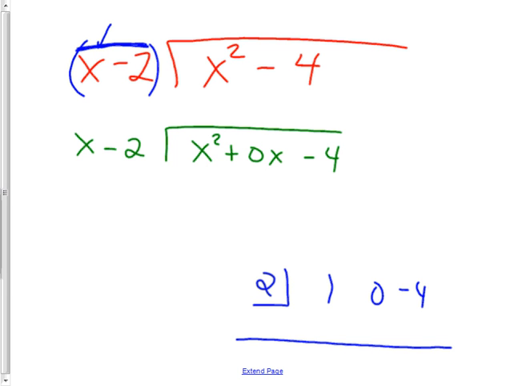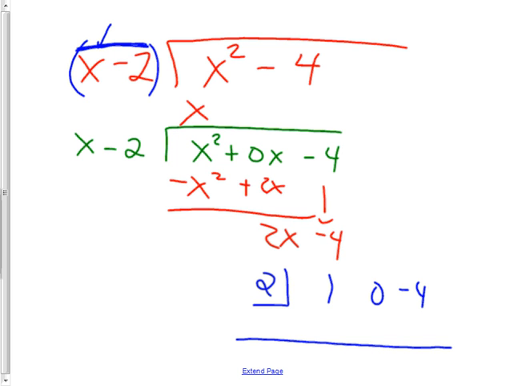Okay, so here's what you should have done. On this one, you'd say x goes here, x times x, x squared, x times the negative 2, negative 2x. Change both signs, opposite, opposite, and this is 2x. Then I drop down the negative 4, and I have 2x minus 4. Now I put something up here, probably a 2. 2 times x, 2x, 2 times negative 2, negative 4. It worked, because they all cancel out and have a 0 remainder. So yay, I've got my answer: x minus 2 and x plus 2.